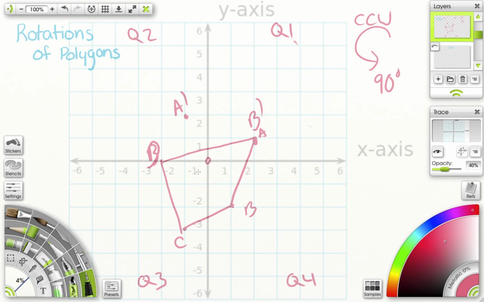For C, it is 1 left, 3 down. It ends up over here. I go 3 right. So instead of left, I go right, and I go 1 down, which becomes my C prime. D is 2 left. So I just go from the origin, 2 down. And there is my new shape.